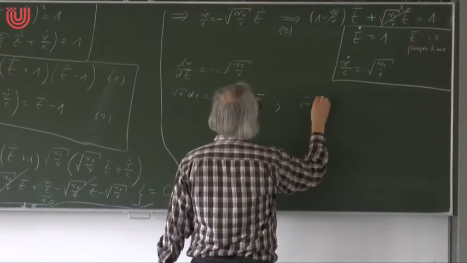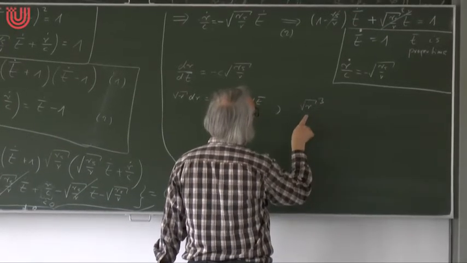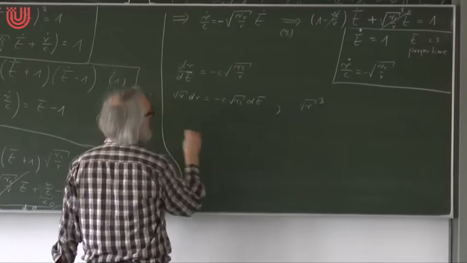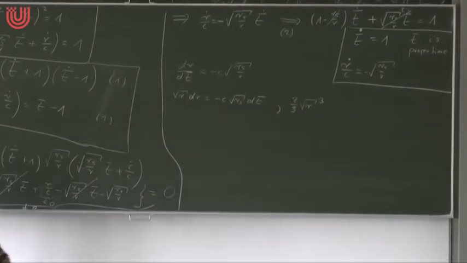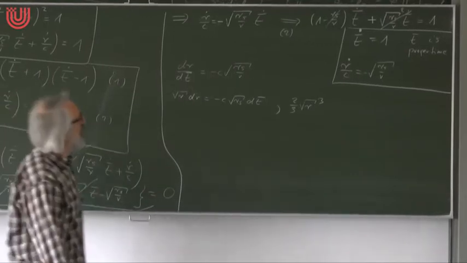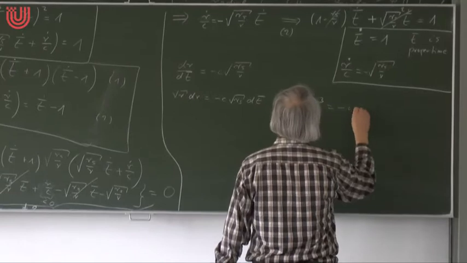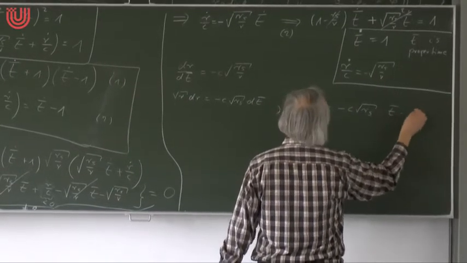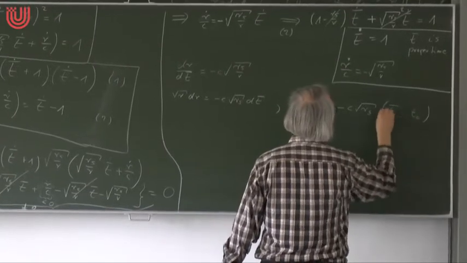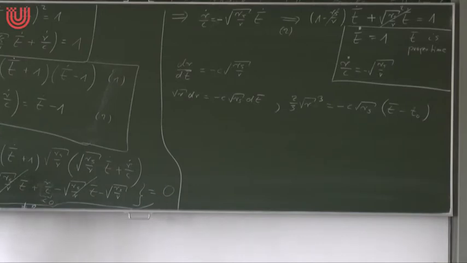root r to the power 3. If I differentiate this, I get a factor 3/2. I don't have a factor 3/2 here, so I have to write a 2/3 here. Then it's true, right? That's the integrated left-hand side. And on the right-hand side, I have minus c root rs. These are just constants. t bar minus an integration constant t naught, if you like. So that's the equation for our infalling particles.